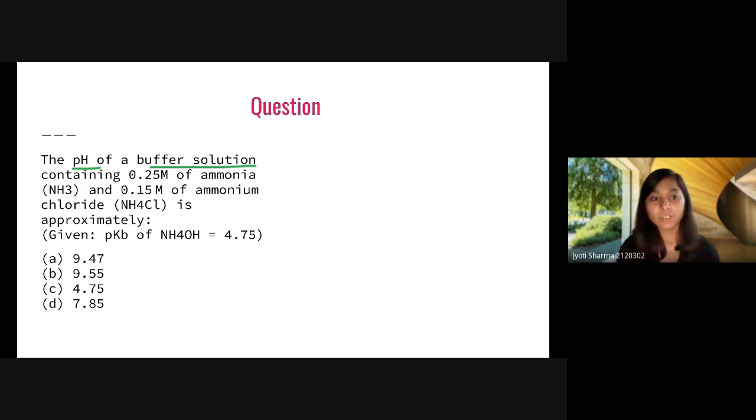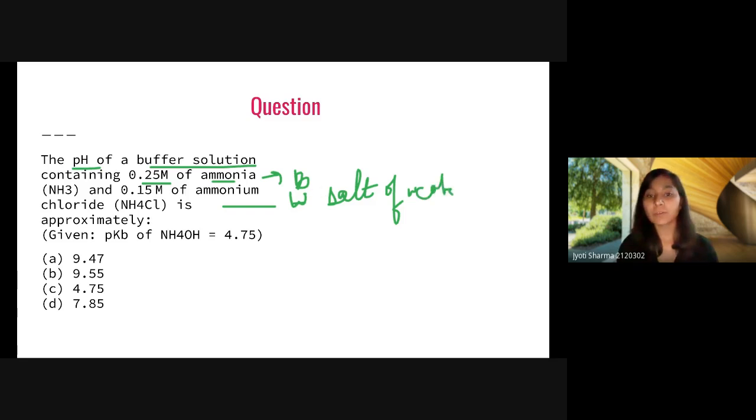So here the buffer solution was prepared from 0.05 molarity of ammonia, which is a weak base, and 0.15 molarity of ammonium chloride, which is a salt. So here it is a weak base, and this is a salt, right? This is the salt of a weak base. So this is how you can create the buffer solution.